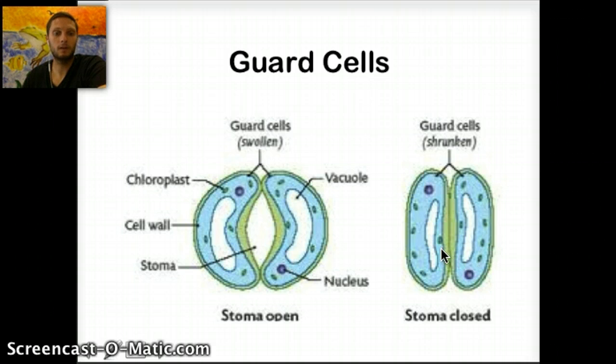When the guard cells are filled with water, they bulge, which causes the stomata to open. So this would be the cells swollen and the stomata open. When they lack water, they become flaccid and the stomata remain closed. And so this can also be controlled by a hormone called abscisic acid, which helps to cause the closing of the stomata. And some plants have actually developed adaptations that help to regulate this depending on the environmental conditions.